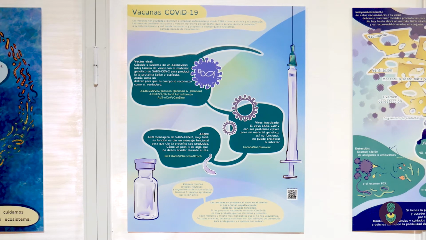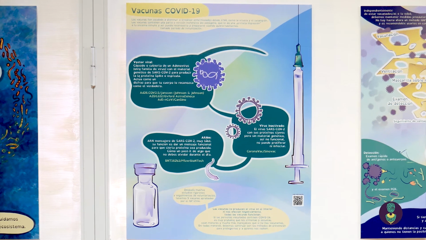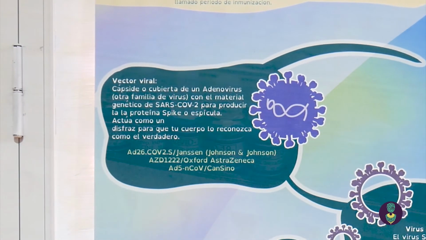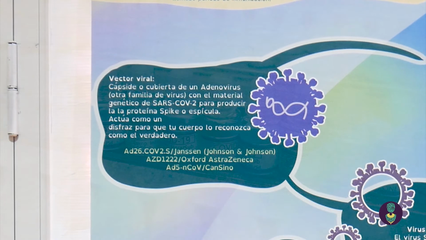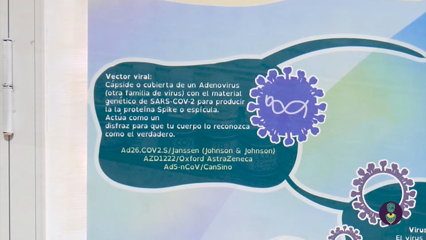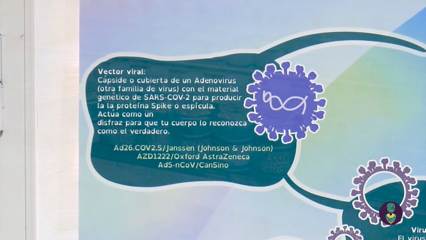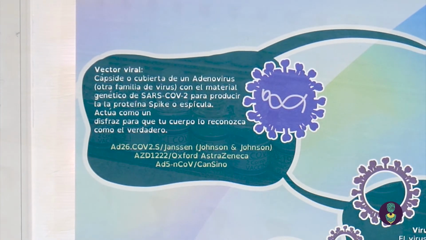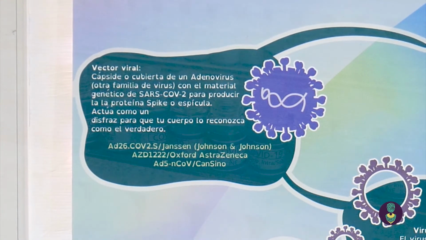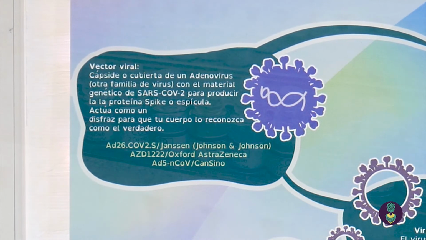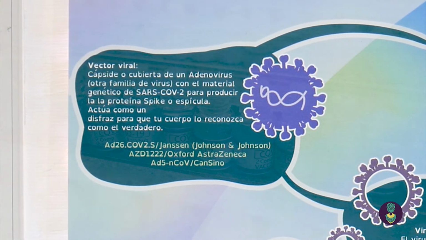The Johnson & Johnson, AstraZeneca, and CanSino vaccines use a viral vector, which contains the capsid or cover of an adenovirus, another family of viruses, with the genetic material of SARS-CoV-2 to produce the spike protein. Thus, it acts as a disguise so that the body recognizes it as the real one.